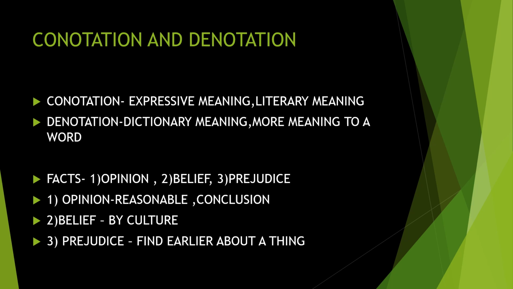Belief is something already in our memory or in our brain, which we get through our culture, parents, family, and society. All this we have in our mindset. Prejudice means finding out earlier about a thing. Before it happens, we think that this will happen. That is what we call prejudice. So facts are of three types: opinion, belief, and prejudice. I think you are somewhat clear about all the topics I have given today.